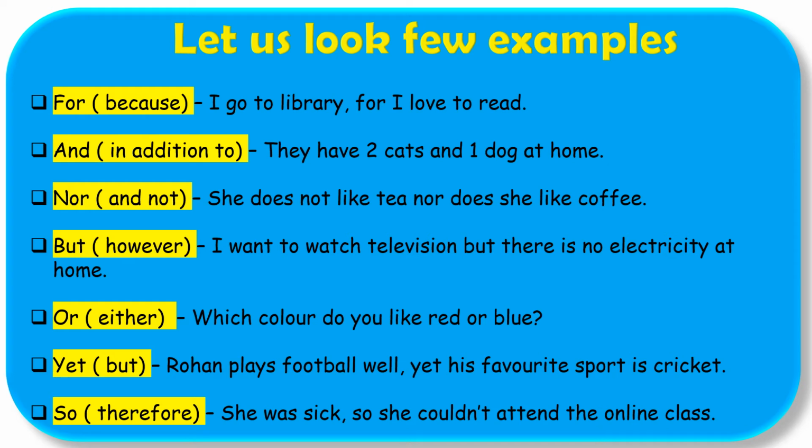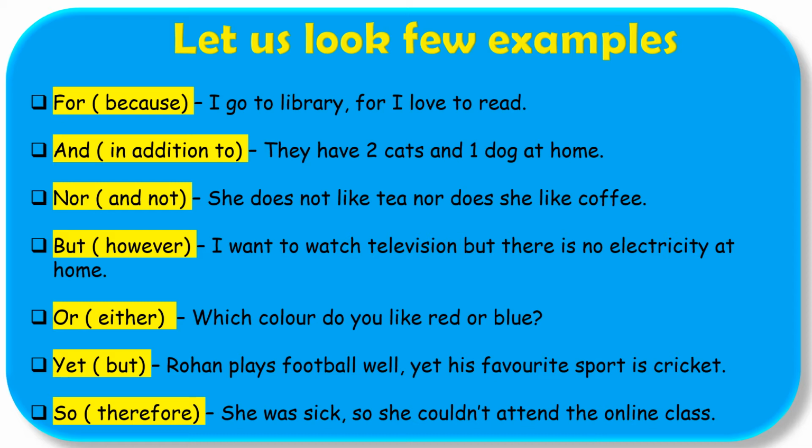Alright. So the word for means because. So the example that Didi is giving you is I go to library for I love to read. The second one is and. And is used to in addition. If you want to add something, you use the word and. They have two cats and one dog at home. Nor. Nor is used for saying no, not. She does not like tea, nor does she like coffee.